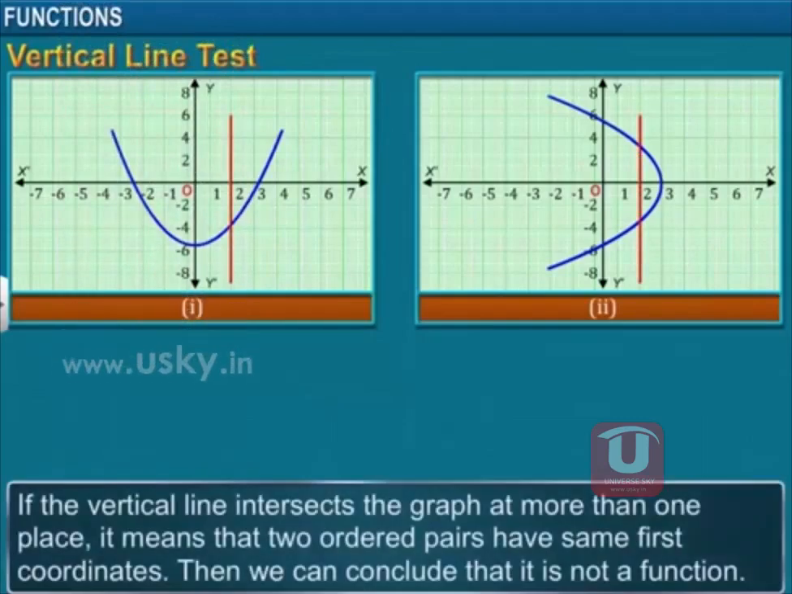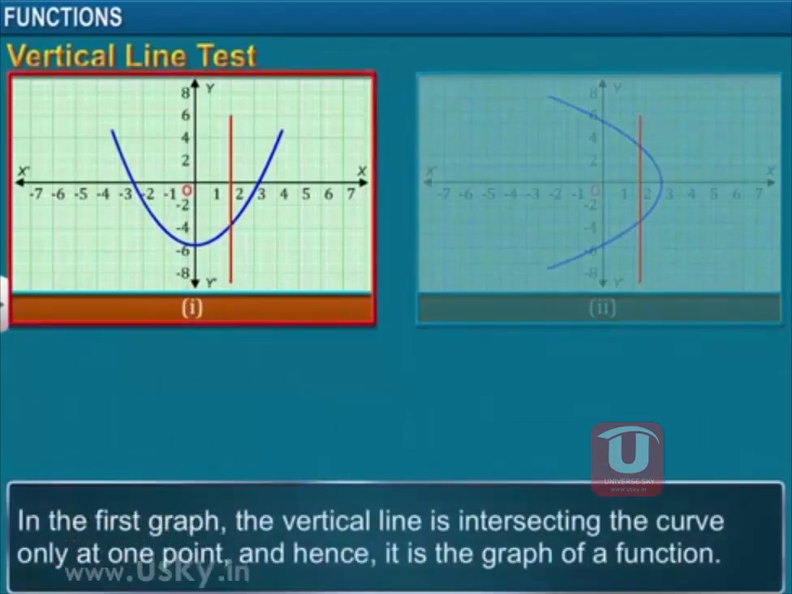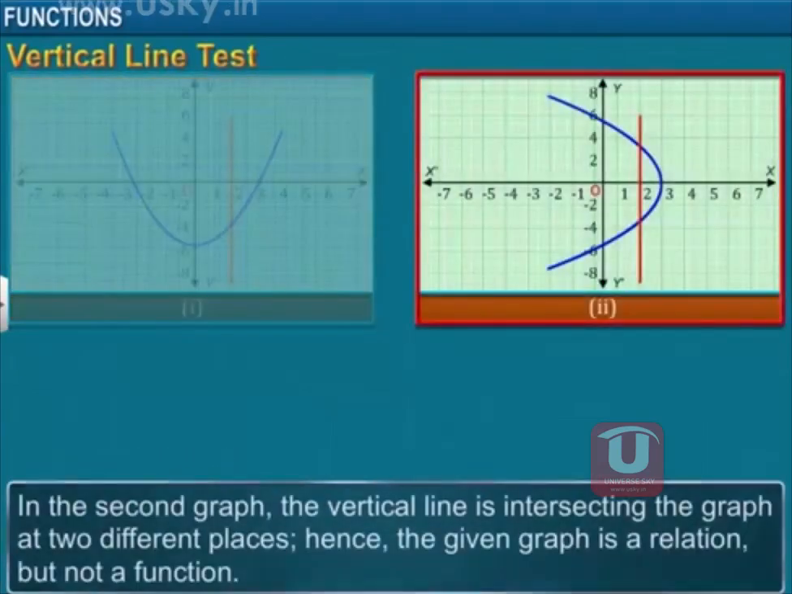If the vertical line intersects the graph at more than one place, it means that two ordered pairs have the same first coordinates. Then we can conclude that it is not a function. In the first graph, the vertical line is intersecting the curve only at one point. Hence, it is the graph of a function. However, in the second graph, the vertical line is intersecting the graph at two different places. Hence, the given graph is a relation, but not a function.